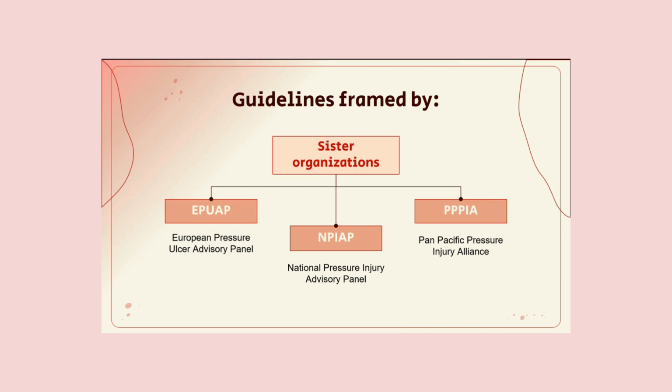These are all the sister organizations. These three organizations together frame most of the guidelines based on pressure ulcer. The other two organizations are the National Pressure Injury Advisory Panel, which is active in the United States, and in the Asian region, the Pan-Pacific Pressure Injury Alliance is there.